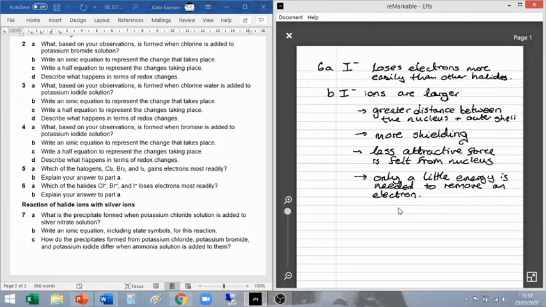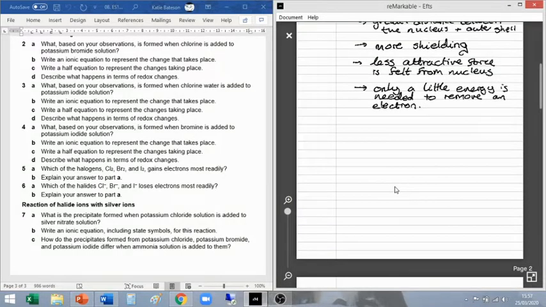Question 7. Now, question 7 is all about the reaction with silver. So, halides plus silver. Now, we know from Elements of Life, and potentially earlier down in school at GCSE, that the test for a halide is reacting it with silver nitrate being AgNO3.